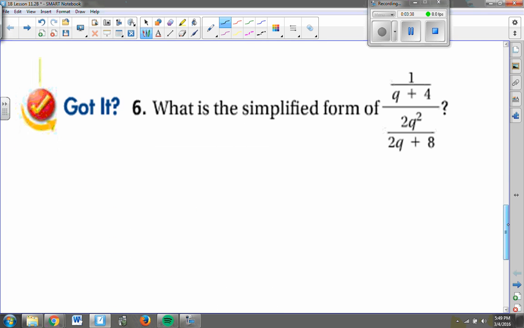I would like you to try this problem. 1 over q plus 4, all divided by 2q squared over 2q plus 8. So take a look at that problem, pause the video, and then come on back, and I'll show you what we should get.